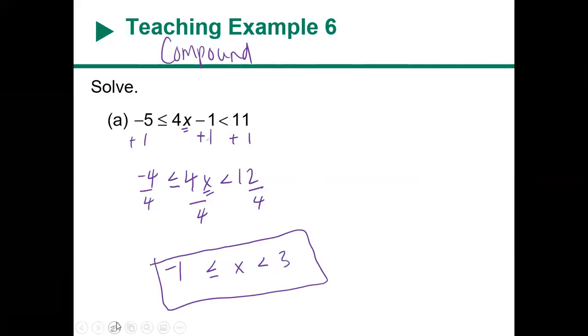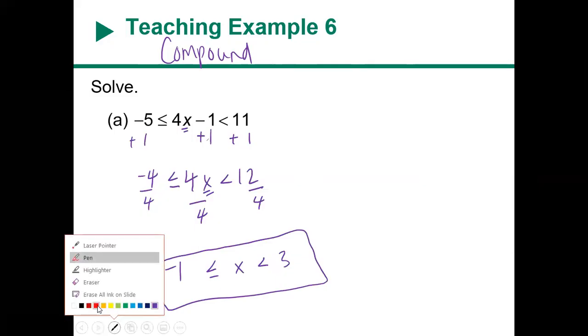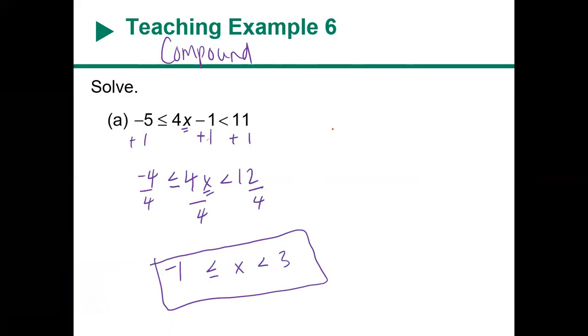How do you feel about compound? All right, so then if I was to graph this, here's my number line. At negative 1, it would be a bracket. I'll put 0 here. And then at 3, it would be a parenthesis. And the line would be in between. Do we understand why? Because at negative 1, I am included, but at positive 3, I am not included.